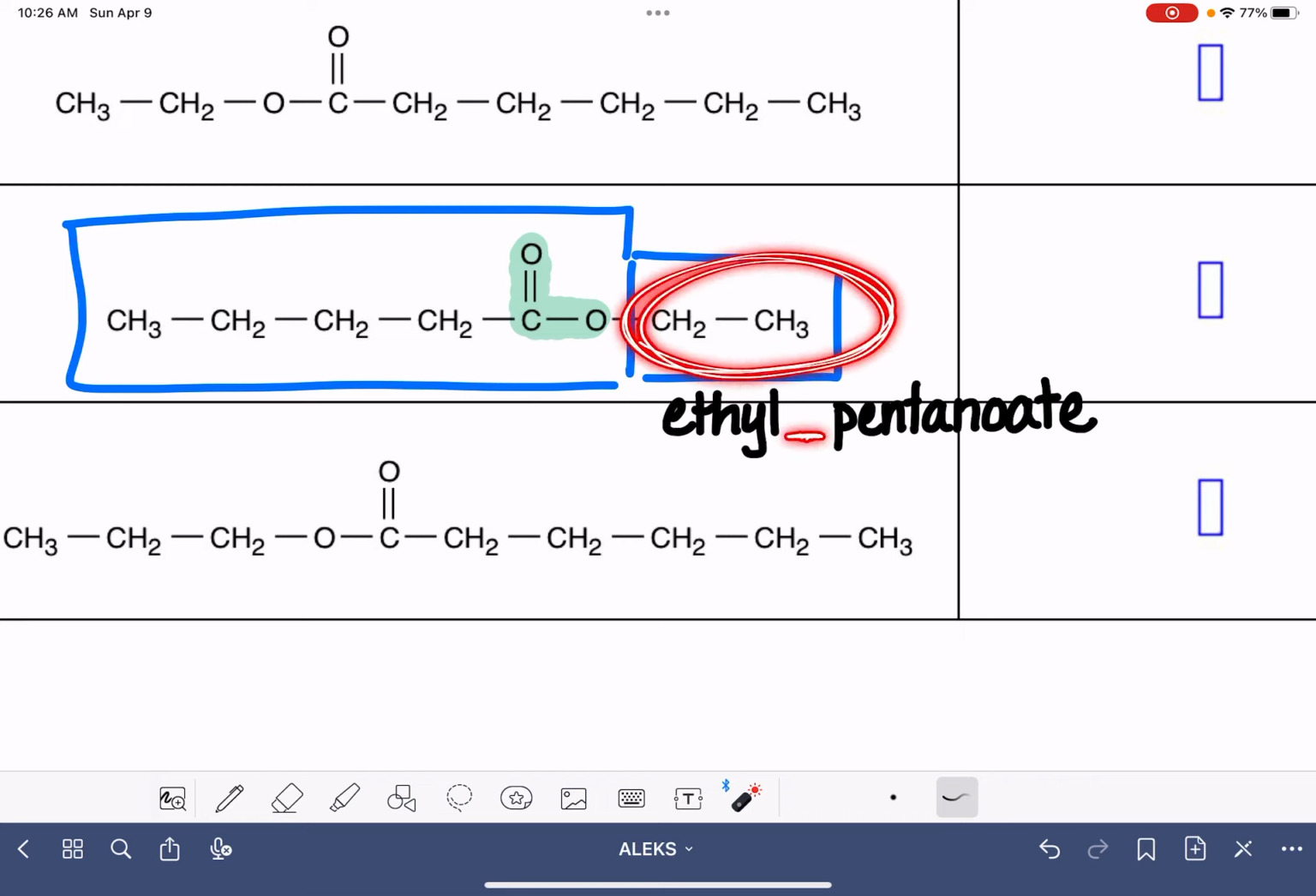Ethyl names this portion of the molecule, and pentanoate means a 5-carbon chain, pentan for 5 carbons, and oate is the name we give to that ester group. This is really tricky. Notice there are no numbers in here anywhere.